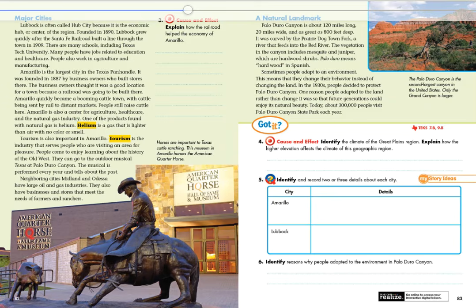People come to enjoy learning about the history of the Old West. They can go to the outdoor musical, Texas at Palo Duro Canyon. The musical is performed every year and tells about the past. Neighboring cities Midland and Odessa have large oil and gas industries. They also have businesses and stores that meet the needs of farmers and ranchers. 3. Cause and effect. Explain how the railroad helped the economy of Amarillo.